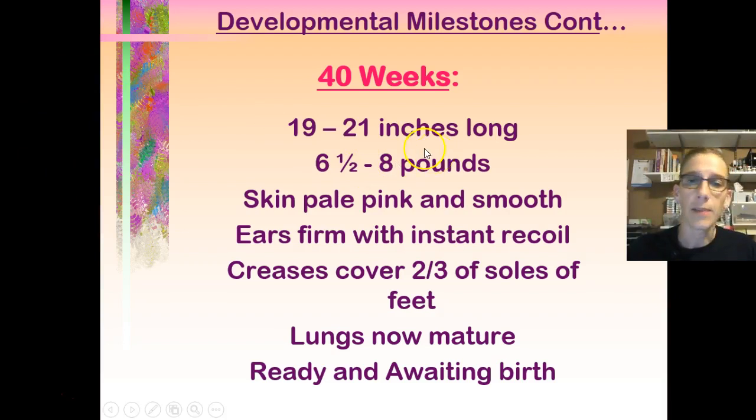At 40 weeks, the baby is 19 to 21 inches long, 6.5 to 8 pounds. The skin is pale pink and smooth. The ears are firm with instant recoil. If you pull your ear down, see how it flips right back up. In preemie babies, when you pull this down, it is so soft that the tissue won't even come back up.